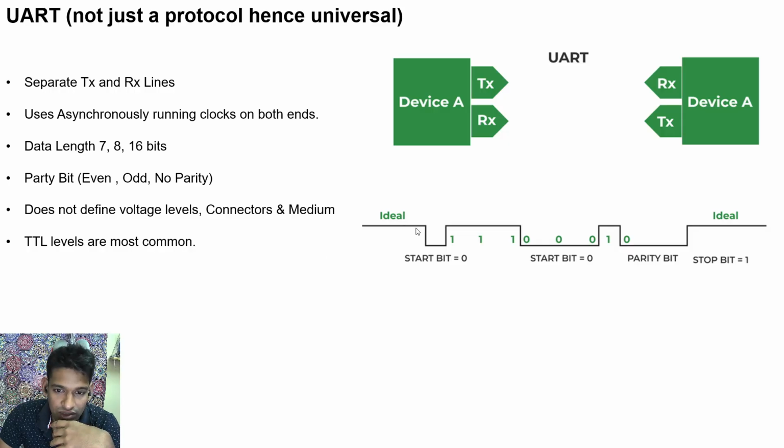By that I mean a logical one is represented by 5 volts, and a logical zero is represented by 0 volts. So that is what TTL is. Most probably UART uses this logic. It uses 5 volts to send a 1, and 0 volts to send a 0. But that need not be the case, because UART does not define the voltage level. You can use any other voltage level, any other connector, any other medium. UART does not define any of this, but the most common is TTL. So that is what a UART is.